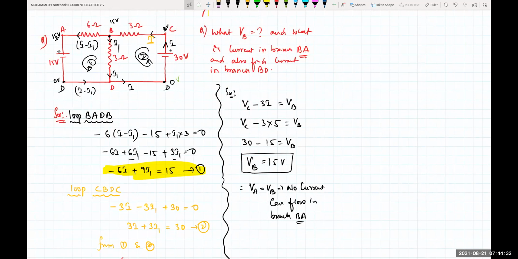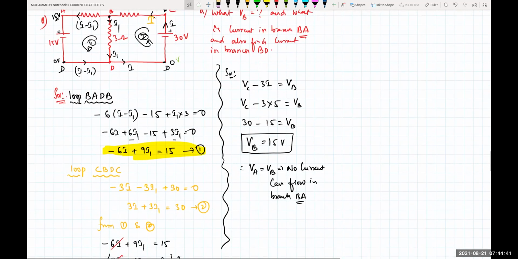Then B to D in the same direction, so it is minus 3I1. Then from D to D, nothing is there. Then D to C, there is the positive terminal of 30 volts. That is equal to 0. So simplified, we are getting 3I plus 3I1 is equal to 30. This is your equation number 2.